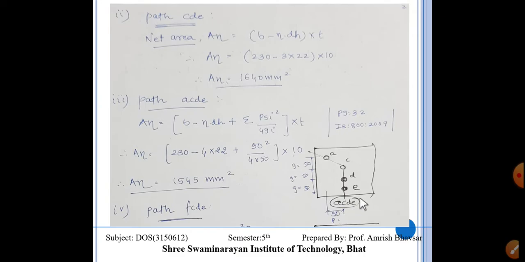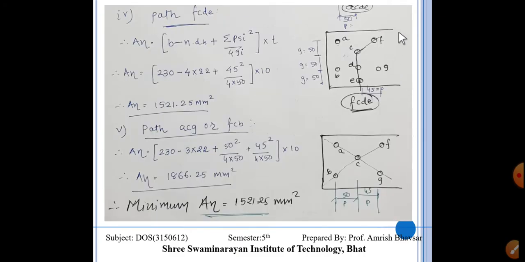Now, the next path, from here to here, the pattern is the same but the direction is different, FCDE. Here we are considering that, and they have given us the pitch distance as 45. That is why there is a minor change in this equation: here it is 45, in the previous it was 50. So here we can get 1521.25 mm² as the net area for this particular path.